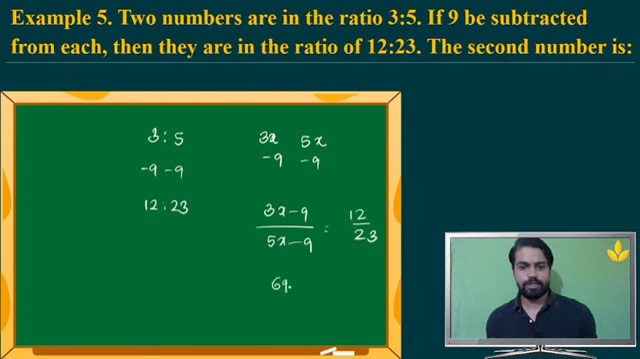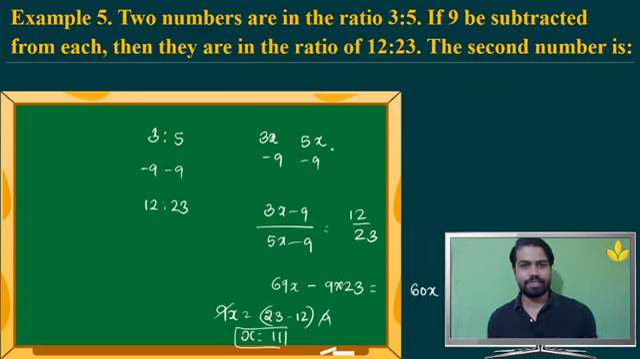23 into 3 is 69x minus 9 into 23. Let's keep it as it is. Similarly, this side 12 into 5 is 60x minus 9 into 12. So 9 is common. We can keep it as it is. 9x is equal to 23 minus 12 into that 9. So this 9 cancels. x is equal to 23 minus 12, which is 11. What is the question? Second number. The second number means not after removing 9, but before removing 9. That is 5x. 5x is 5 into 11. The answer is 55.